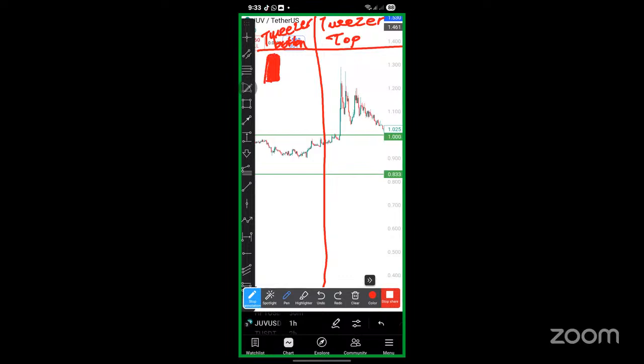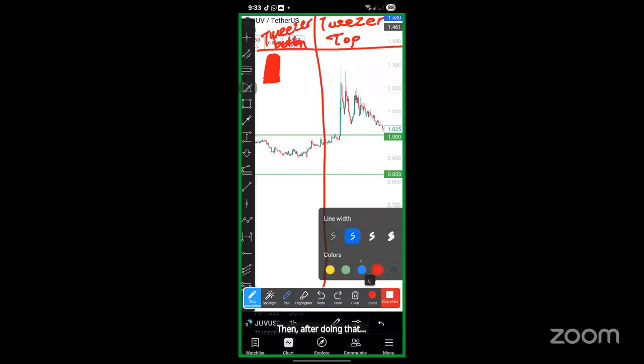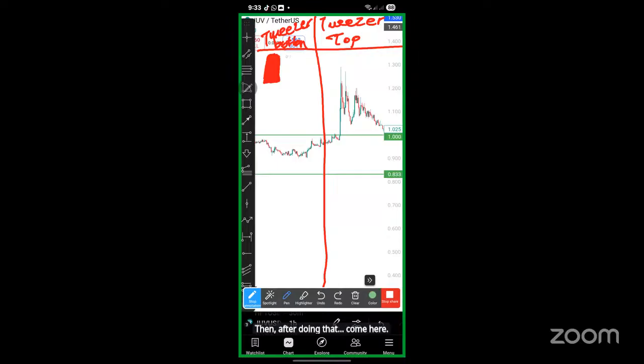You draw this. Then after drawing that, come here and take this also. So that is a tweezer bottom. It is found most of the time at the demand zone, and whenever you see it, it means a bullish reversal signal. Okay, it is a reversal signal to the upward side.